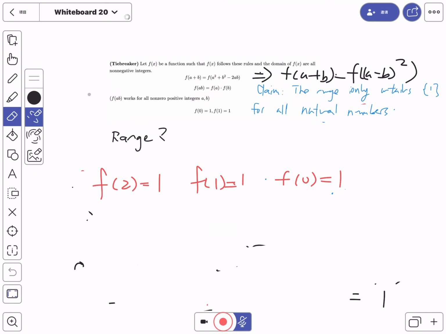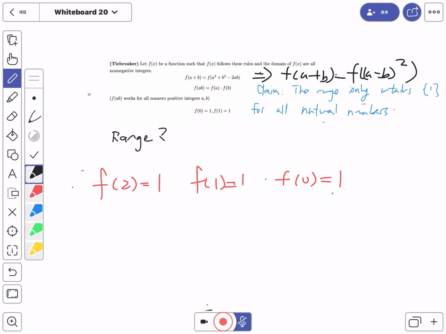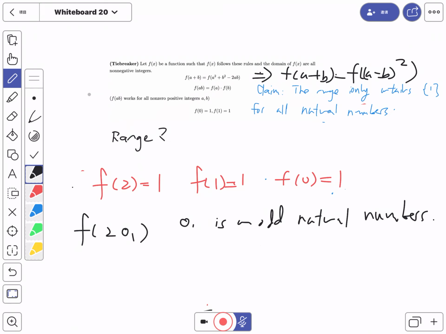How about even numbers? Well, even natural numbers is also straightforward. So we can say f of 2 times O1, where O1 is an odd number. Then we can write it as f of 2 times f of O, which we know that f of an odd number is always going to be equal to 1, which is equal to 1 times 1, which is equal to 1. So we're done with the proof.